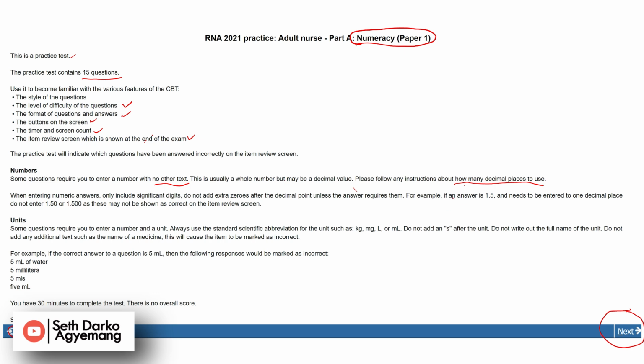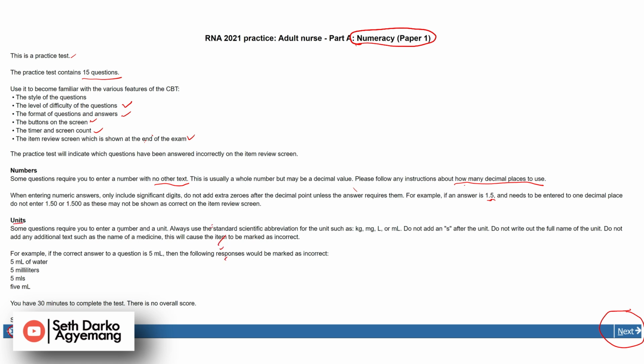For example, if the answer is 1.5 and needs to be entered to one decimal place, do not enter 1.50 or 1.500, as this may not be shown as a correct answer. And one thing I want us to look at is the units. It's very, very important.